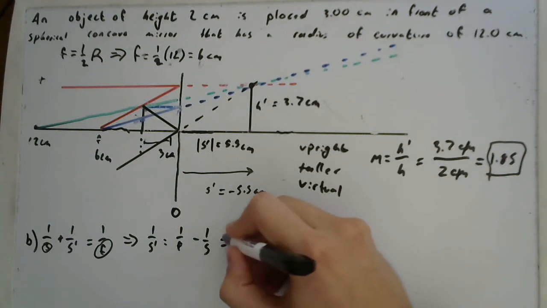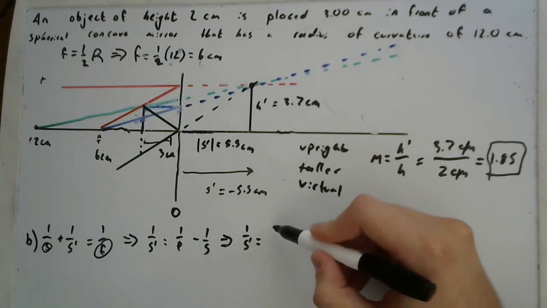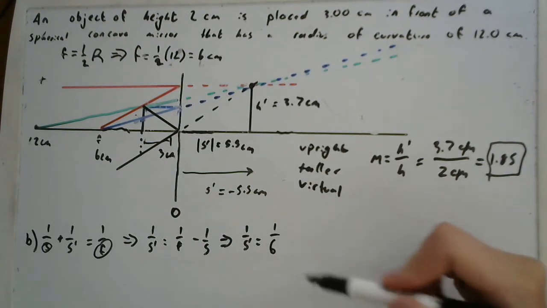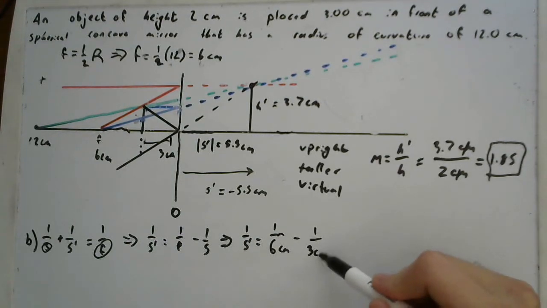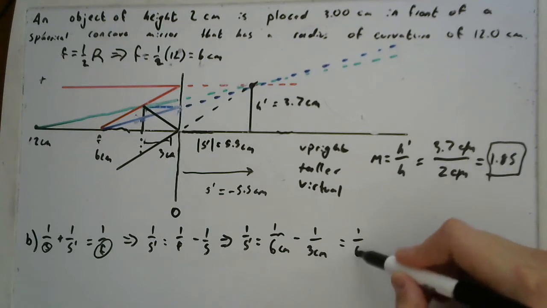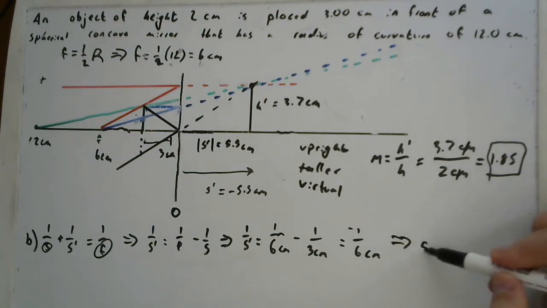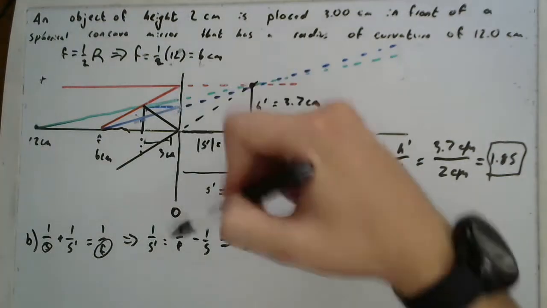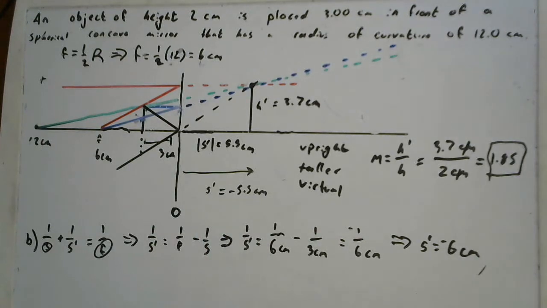which then gives us 1 over s prime is equal to, what is our focal point? 1 over 6 centimeters minus 1 over 3 centimeters, which equals negative 1 over 6 centimeters. So then we take the inverse of that, which gives us s prime is equal to negative 6 centimeters. It's negative because it is behind the mirror. In some of these problems, your object will be in front of the mirror, then your s prime will be positive. So great, s prime is negative 6 centimeters.